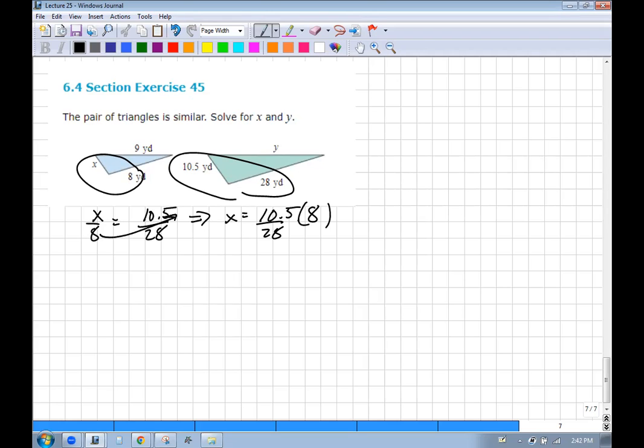We can do the same thing for Y. Let's say Y over 28 is the same as 9 over 8. So Y is 9/8 times 28. Multiply both sides by 28.